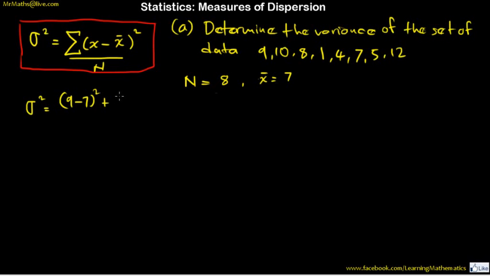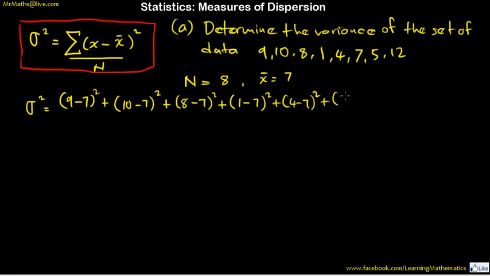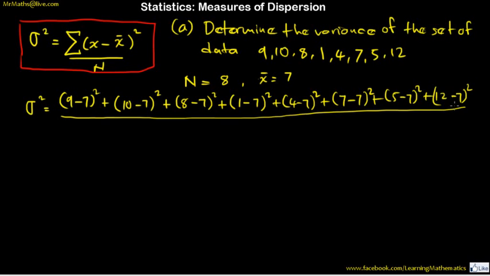Then plus 10 minus 7 squared plus 8 minus 7. Again, be careful, do not make any mistake. Plus 1 minus 7 squared plus 4 minus 7 squared plus 7 minus 7 squared plus 5 minus 7 squared plus 12 minus 7 squared. So this is a very lengthy calculation. Be careful. Divided by 8.